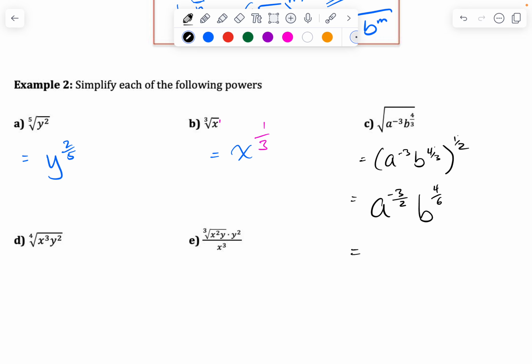All right. Now, we know that because this is a negative exponent, we can say that that goes in the denominator. So b to the 4 over 6 divided by a to the 3 over 2. And I can also see that this is a fraction that I can simplify. So this is actually b to the 2/3 over a to the 3 over 2. Done.